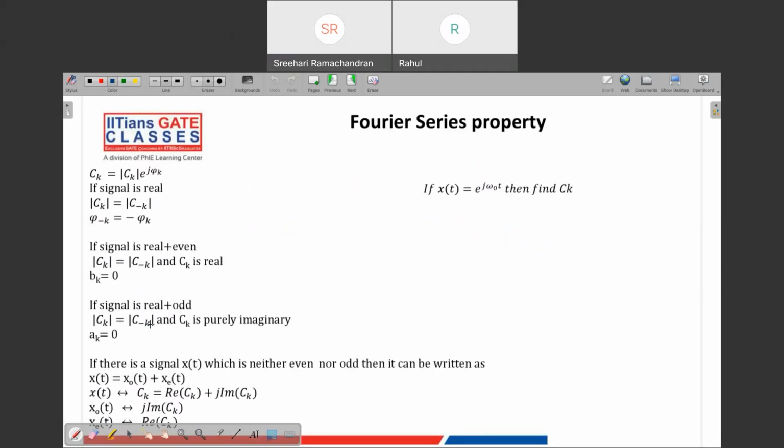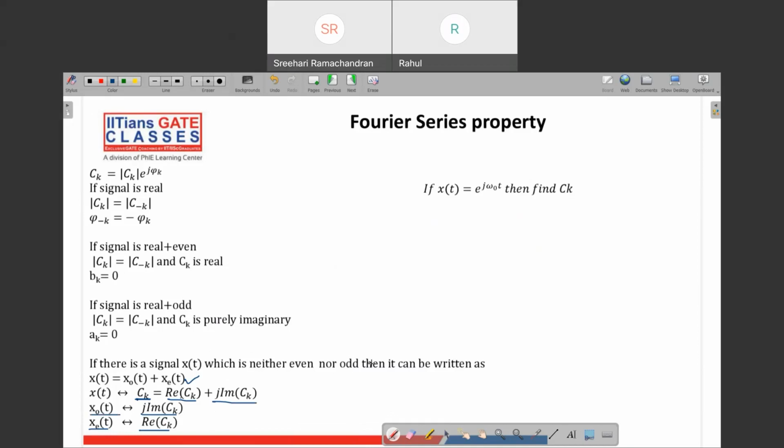Next slide. This one we have just discussed a few slides back. If the signal is not perfectly even or odd, it can be written like this, and its Fourier coefficient is c of k. C of k will have a real part and an imaginary part. The real part comes from the even portion, and the imaginary part comes from the odd portion.